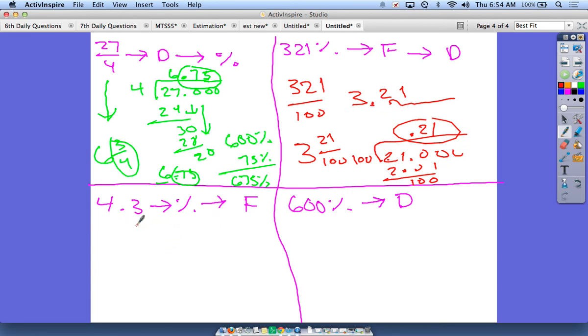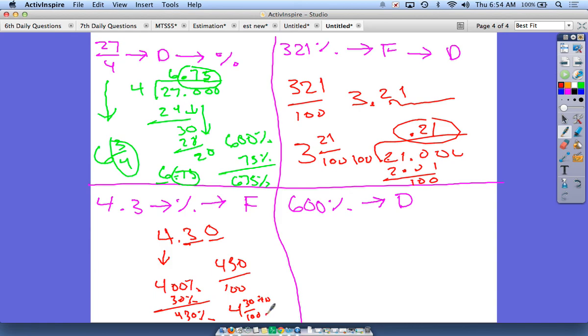Down here, 4.3. So that's just a regular number, and we're changing it to a percentage. So let's just break down what we have here. I've got 4 wholes, which is 400%. I've got 0.3, and remember for a percent we need 2 decimals. So it should be like this. So it's going to be 400%, that's 30%, so we have 430%. Now as a fraction, if we have a percentage, straight over 100. 430 over 100. 100 goes into 430 4 times with 30 left over. Divide by 10. That reduces down to 4 3/10.